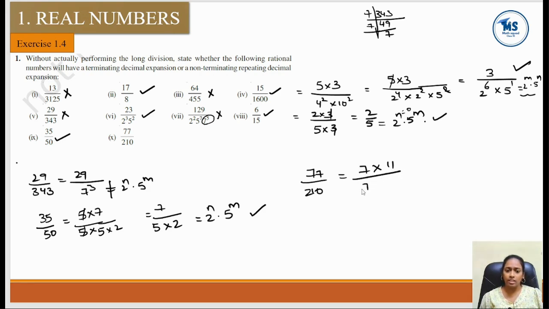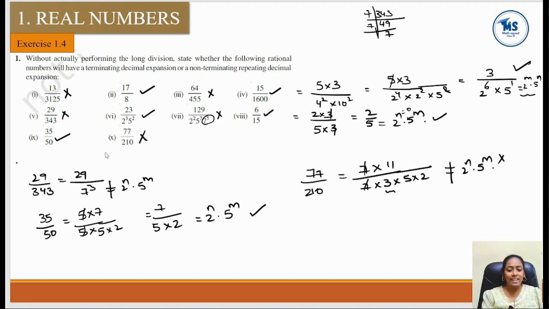By this I can write it as 7 3s are 21 into 5 into 2. Here 7 gets cancelled, but there is an extra 3 here. It is not in the form of 2 power n into 5 power m, so it is not terminating. So we got 5 rational numbers which are terminating.